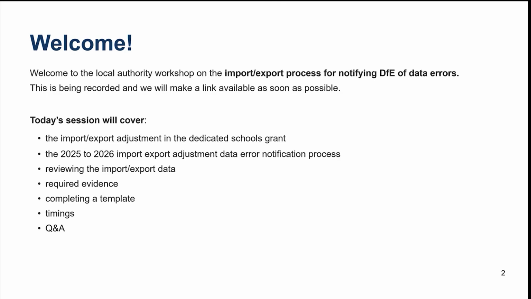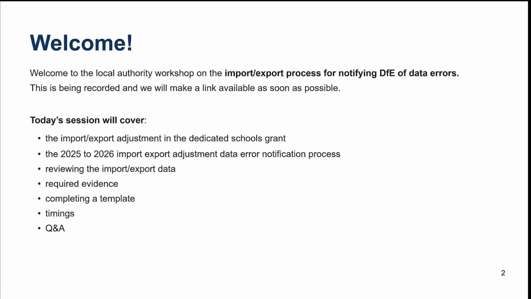So we have quite a lot to cover today, including what is the import-export adjustment, why we have the data error notification process, actually reviewing the data, the evidence that's required to make a funding change, how to complete the template, and the timings for this process. There'll also be time at the end for questions, although this part of the session won't be recorded. Please can you hold any questions to the end, as hopefully we will have covered most of these by the end of the presentation. At the end, if you can pop these in the chat and we'll get to as many as we can. And I hope you find this session useful.